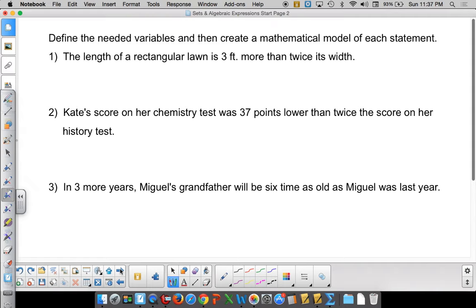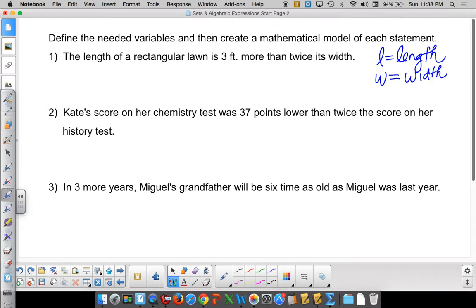Okay, so here are a few where we can actually practice that with sentences. The length of a rectangular line is 3 feet more than twice its width. In this case, we have to have variables here. The length of a rectangular line, so it makes sense to make L be the length, is 3 feet more than twice its width. So probably it makes good sense to make the width W.